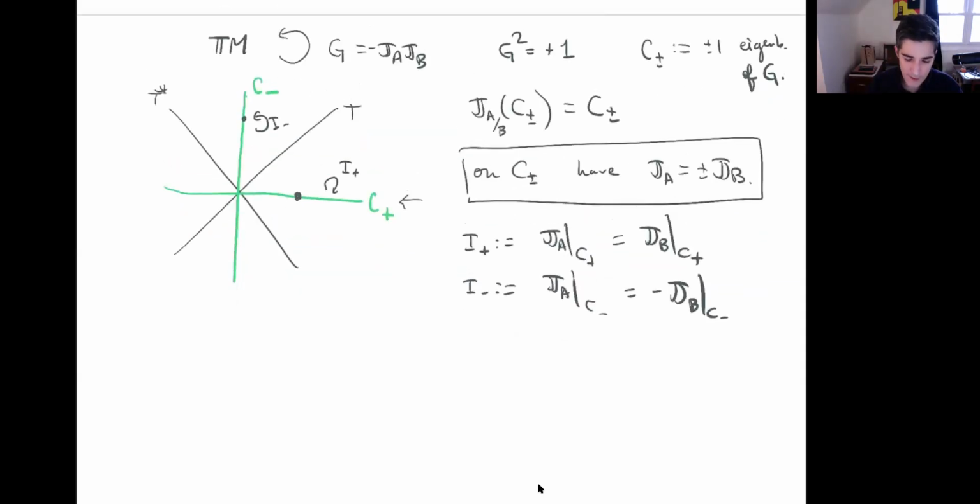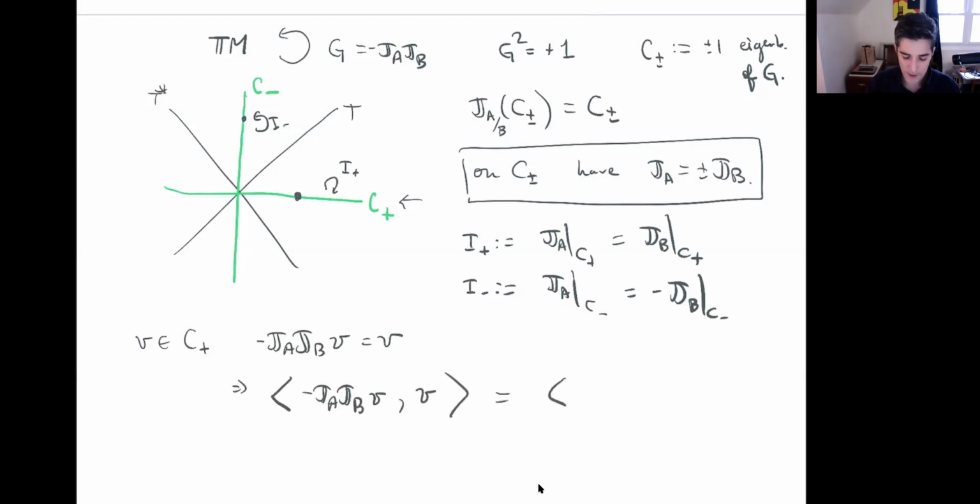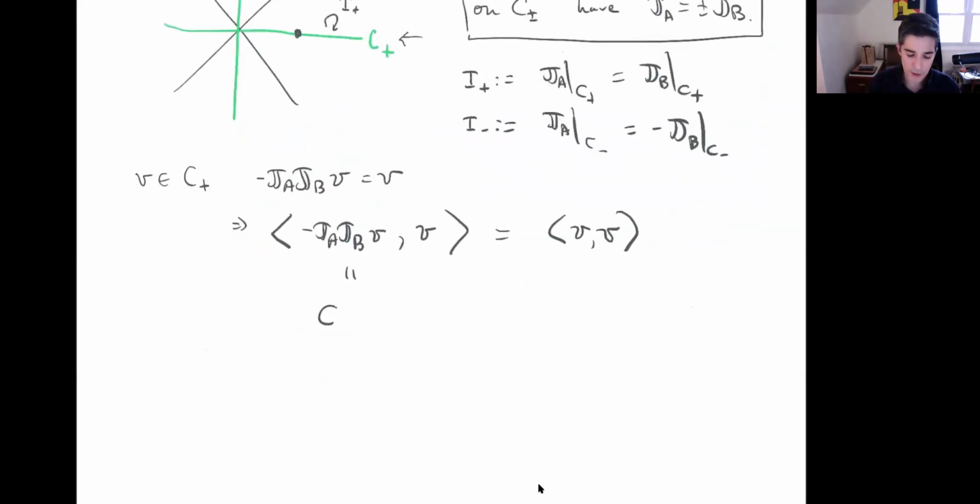Okay, but the nice thing is that if we take a vector V in C plus, then that means minus JA JB V is equal to V, which means that if we now take the inner product, this will be the same thing as the inner product of V with V. But this is exactly the expression for big G of V, V. And this thing is supposed to be positive definite.